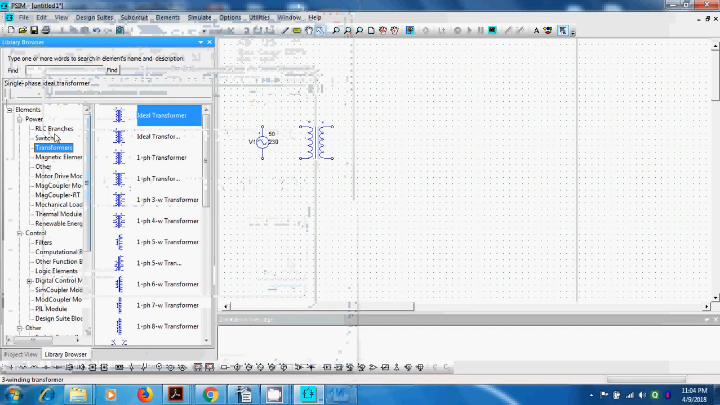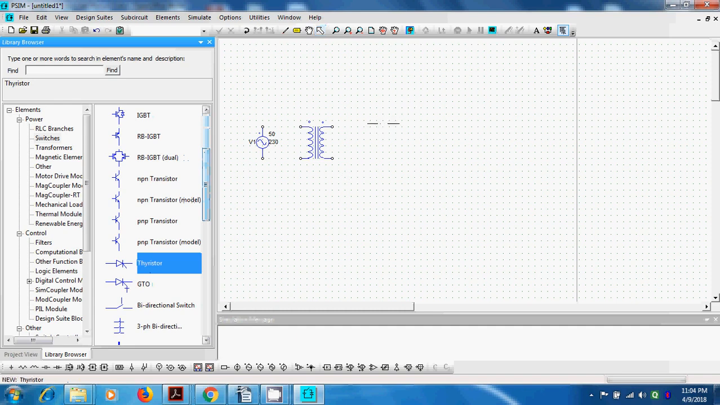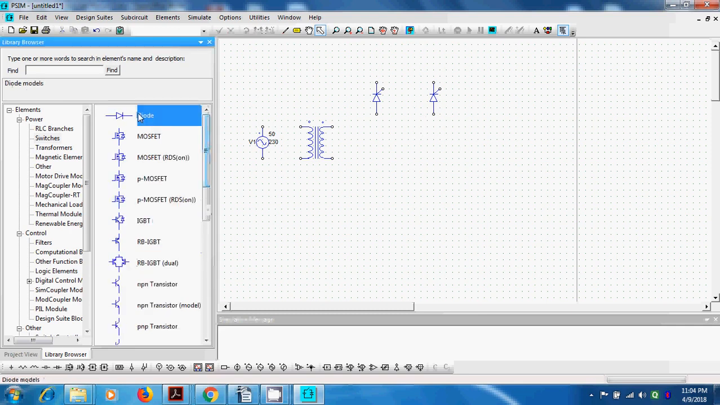Now we'll use the switches. Definitely I will use two SCRs and two diodes. Here is the thyristor, you take it, right click, so we can change the orientation. We'll use the same circuit that is shown in our circuit diagram. This is first SCR1, this is SCR2, press escape. I want also a diode, so click diode, drag it. This is diode D2 and this is diode D1.